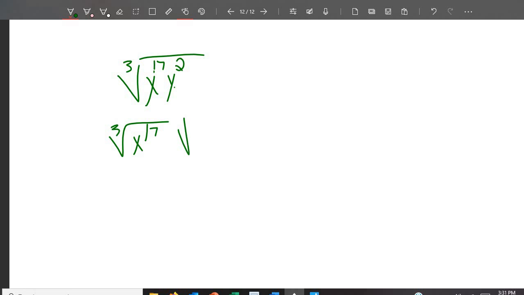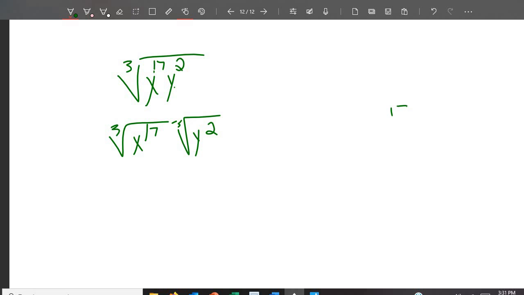Alright, let's do one more like that, just to make sure we understand. Let's say I have the cubed root of x to the 17th, y to the, I don't know, first power. Let's do a different, let's do 2. Let's change that to a 2. So I'm going to split it apart. Cube root of x to the 17th, and then the cube root of y squared.